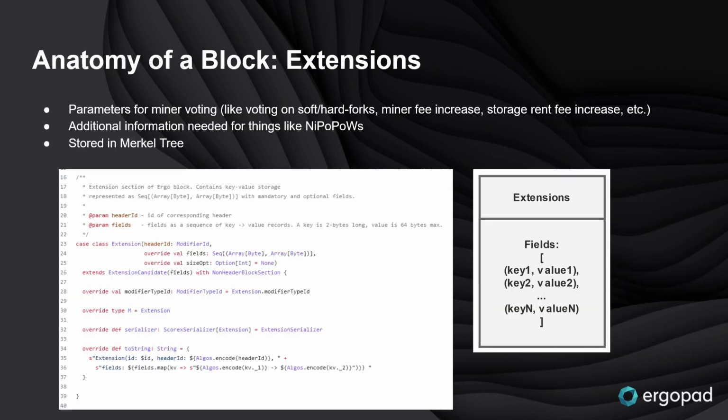So what are extensions? They're parameters for miner voting, like voting on different things for soft or hard forks, miner fee increases, storage rent increases, and other things. It also holds additional information that's needed for NiPoPoWs to work. So if you're in the future when a wallet is using NiPoPoWs, then it'll need the extension section, and all this is stored in a Merkle tree.